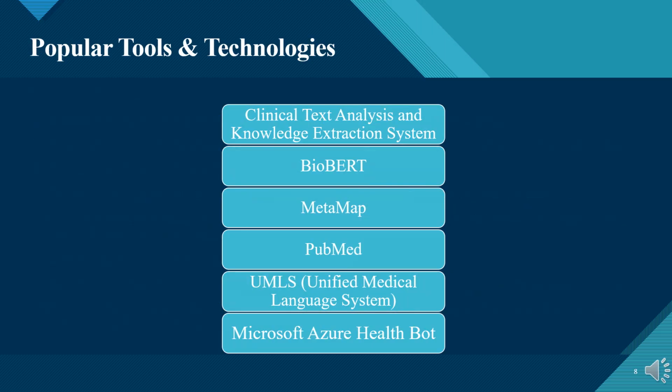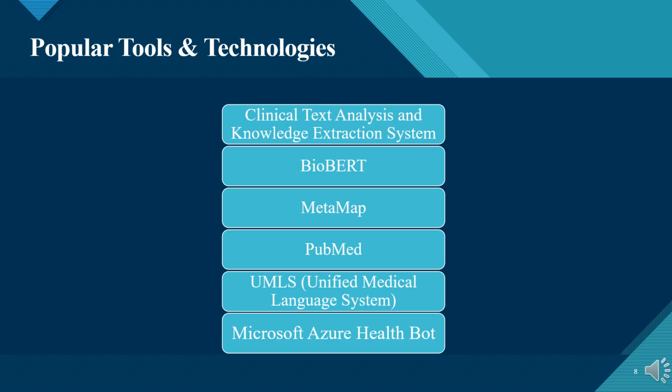Popular tools and technologies. Here are some tools commonly used in IR healthcare: the clinical Text Analysis and Knowledge Extraction System. This is an NLP system specially designed for extracting information from clinical texts like doctor notes, discharge summaries, and radiology reports. It helps to convert unstructured data into structured data that IR can work with.